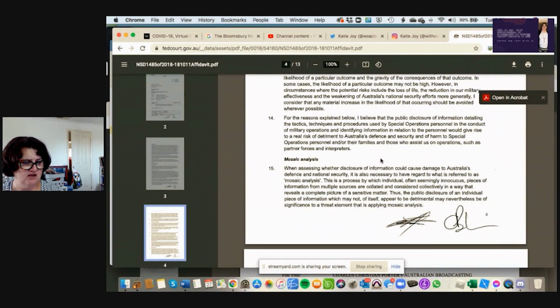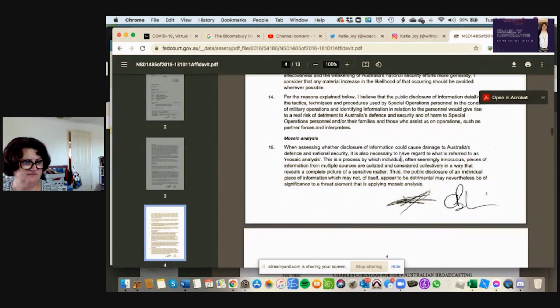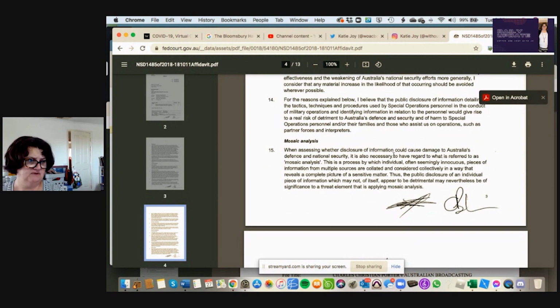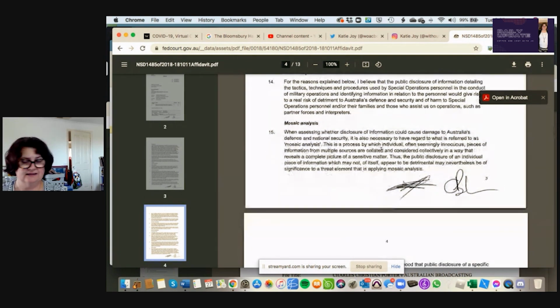For reasons explained below, I believe that the public disclosure of information detailing the tactics, techniques, and procedures used by special operations personnel in the conduct of military operations and identifying information in relation to the personnel would give rise to a real risk of detriment to Australia's defence and security, and of harm to special operations personnel and their families, and those who assist us in operations such as partner forces and interpreters.